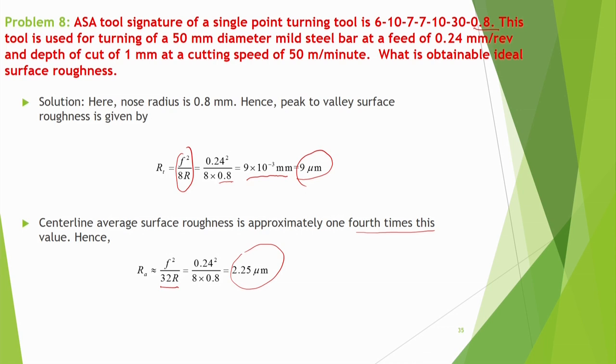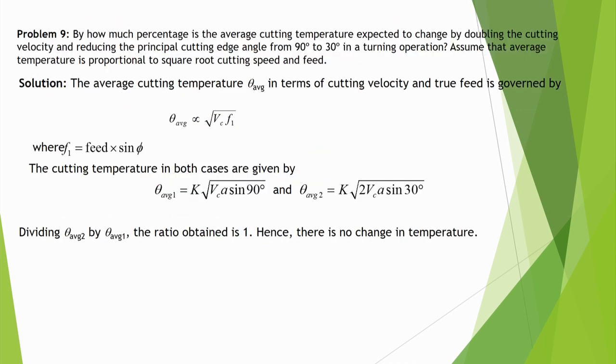So, that is the answer. Okay. Then by how much percentage is the average cutting temperature expected to change by doubling the cutting velocity and reducing the principal cutting edge angle from 90 degree to 30 degree in a turning operation? Assume that average temperature is proportional to square root of cutting speed and feed.